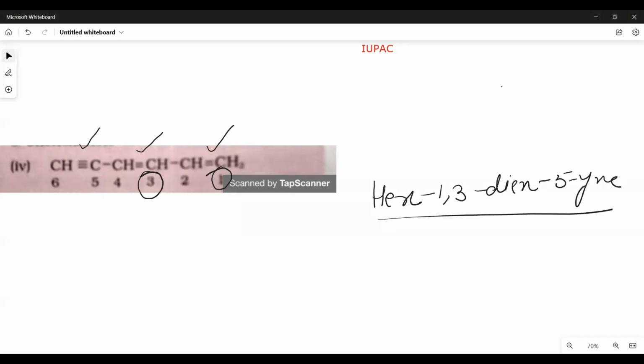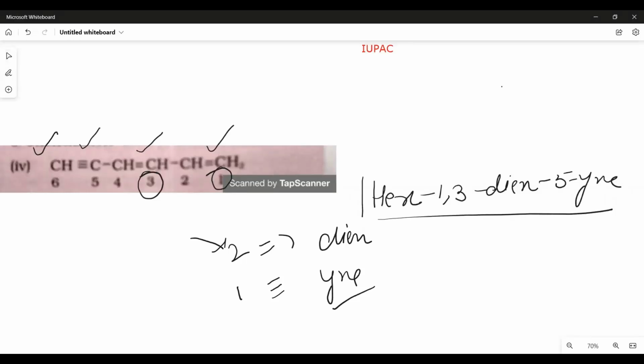See carefully. Hex means 6 carbon atoms. पहले carbon atom निकाल लें. Then see the functional group. Now here the functional group is not present in a chain, it is present along with the carbon atoms only, that is the double bond and the triple bond. So 2 double bonds are present, so it will become diene, and 1 triple bond is present, so it will become yne. Now see the position. The 2 double bonds are situated at the first and 3rd position, so it will become 1,3-diene, and the triple bond is situated at the 5th position, it will become 5-yne. So the nomenclature will become hexa-1,3-diene-5-yne.